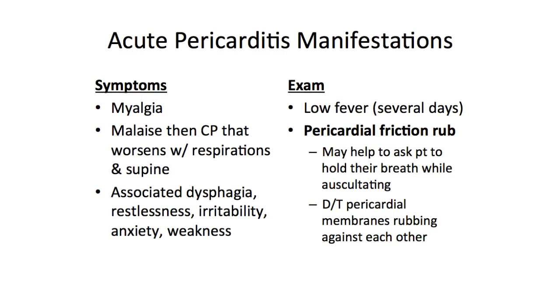Acute pericarditis presents with myalgia or muscle pain, malaise, then chest pain that worsens with respirations and the supine position. There may be associated dysphagia, restlessness, irritability, anxiety, and weakness. On the exam, you may note a low fever that lasts several days.